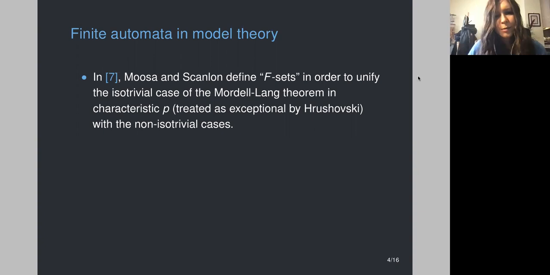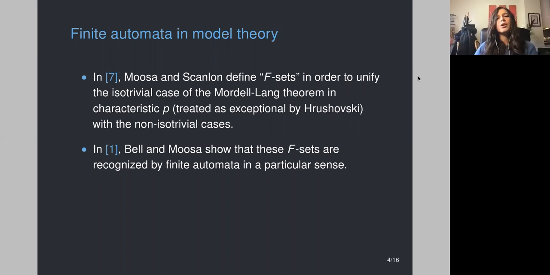And then in a subsequent paper, Jason Bell and Rahim Moosa show that these so-called F-sets are recognized by finite automata in a particular sense. And I'm so sorry, I just realized I should have said at the very beginning, the work that I'm speaking about today is joint work with Jason Bell. Yes, I retroactively apologize to Jason.